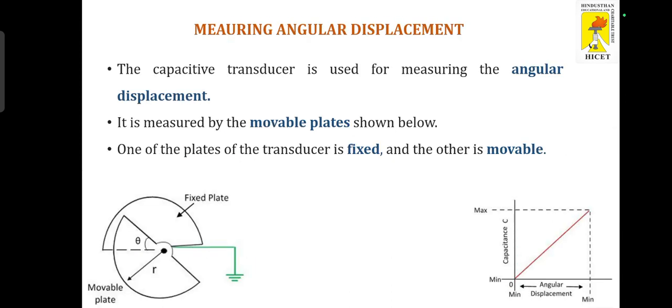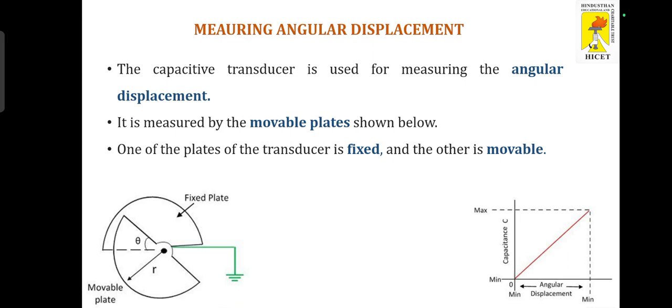Now we will see the angular displacement measurement. In this slide there is a small spelling mistake in the word measuring. An S should come here. The capacitive transducer is used for measuring the angular displacement also. It is mainly used to measure the linear displacement, but it is also used to measure the angular displacement here.